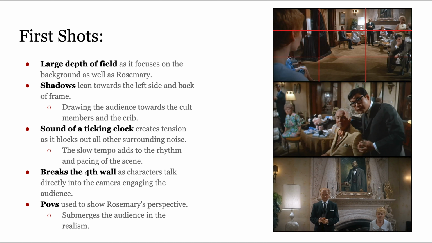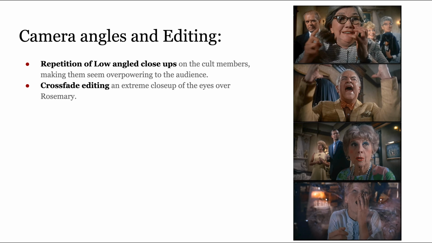The sound of a ticking clock is then used to add to the mise-en-scène and the atmosphere, as the constant ticking tempo is all that can be heard, creating a slow build in tension. In the sequence, a repetition of low-angled close-ups are used to make the cult members seem powerful.